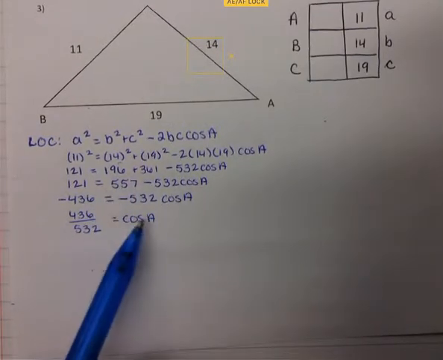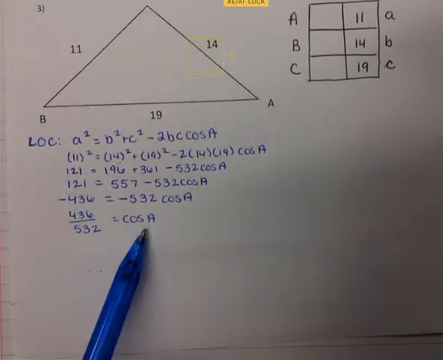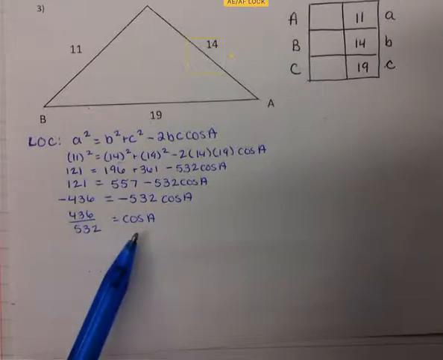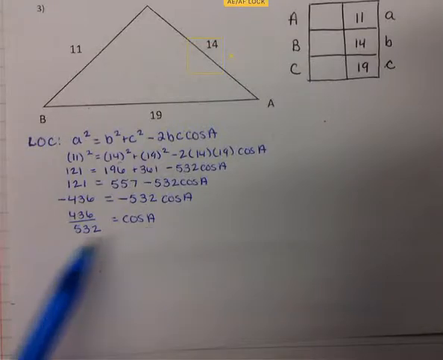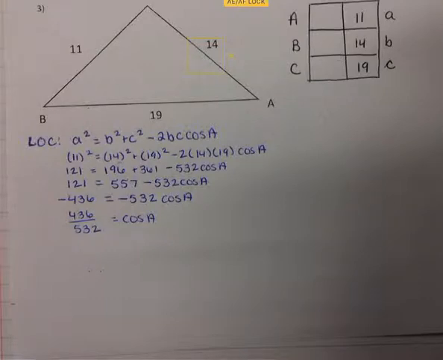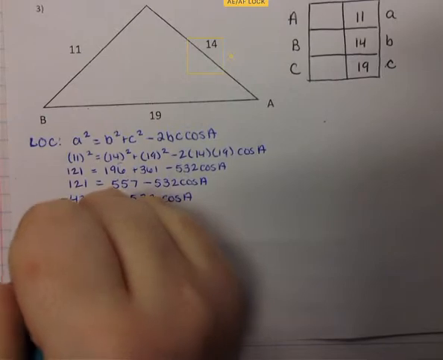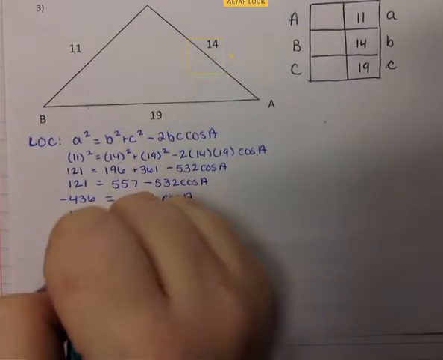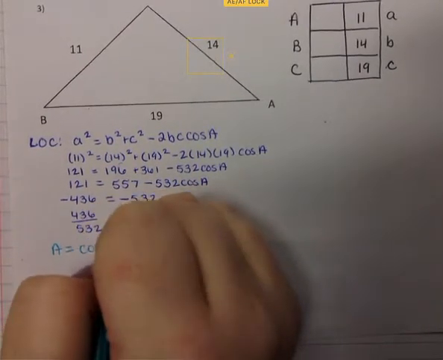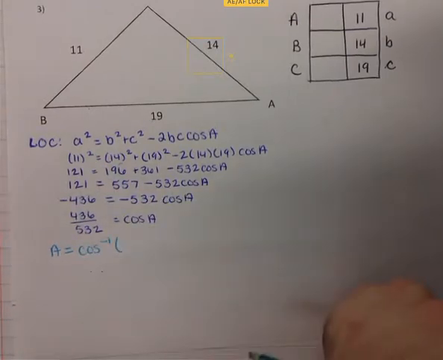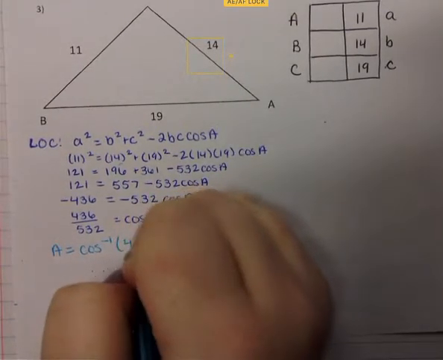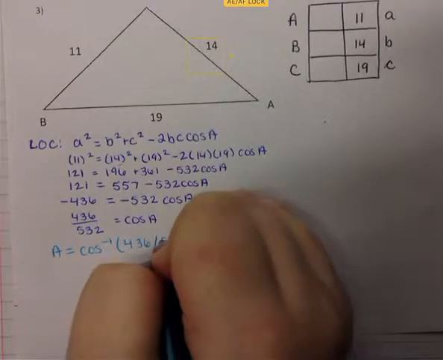To solve for A, I have to do the inverse of cosine so I can have my angle. So let's just take the inverse of your fraction. So our A value, that I'm going to be able to plug into the calculator, A is going to be the cosine inverse of, just type in your fraction, that positive 436 divided by that positive 532.